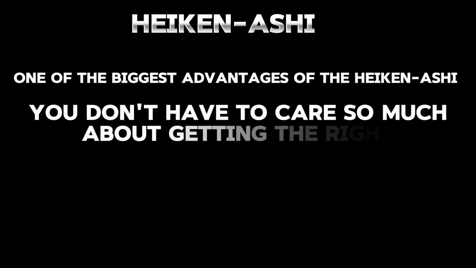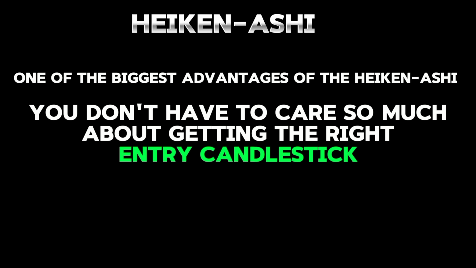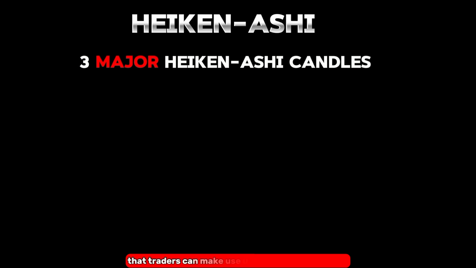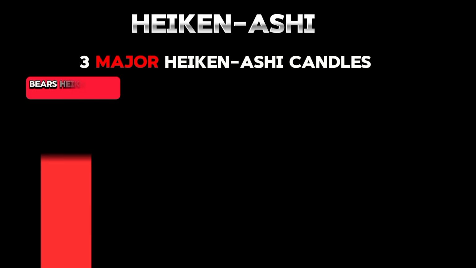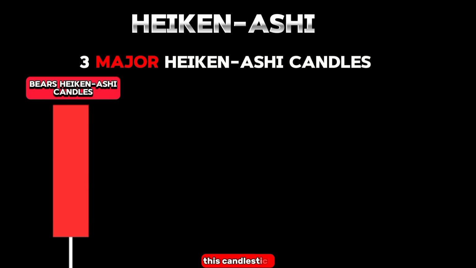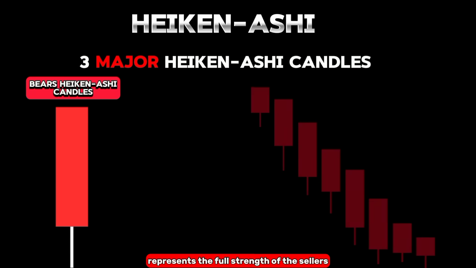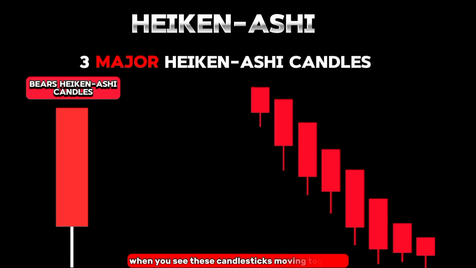One of the biggest advantages of the Heikin-Ashi is that you don't have to care so much about getting the right entry candlesticks, as the Heikin-Ashi has only three major types of candlesticks that traders can make use of to analyze the market. Now, what are those candlesticks? The first one is the bear's Heikin-Ashi candlestick. This candlestick represents the full strength of the sellers. When you see these candlesticks moving together in alignment, it means that the sellers are in control of the market and the buyers have minimum strength.